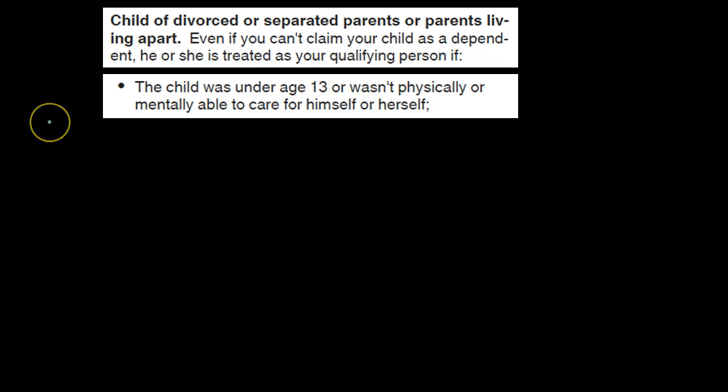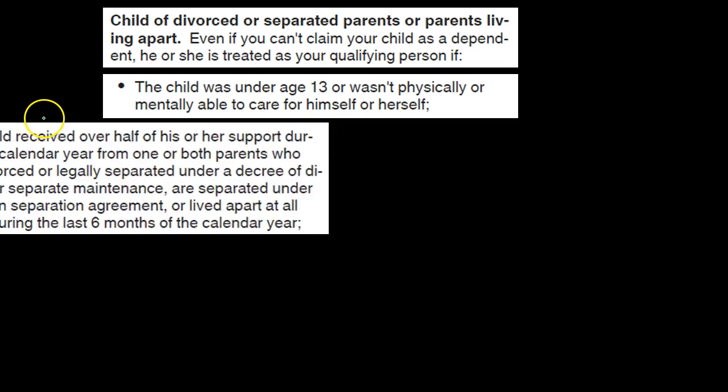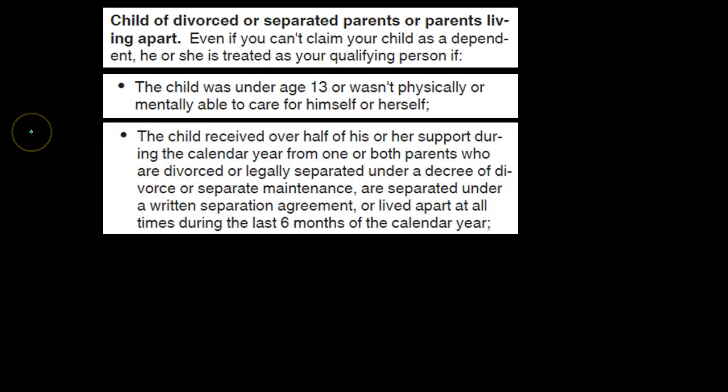Child of divorced or separated parents, or parents living apart. Even if you can't claim your child as a dependent, he or she is treated as your qualifying person if, the first one, the child was under age 13 or wasn't physically or mentally able to care for himself or herself. So we have the age, or once again, the exception for not being able to physically or mentally care for themselves.